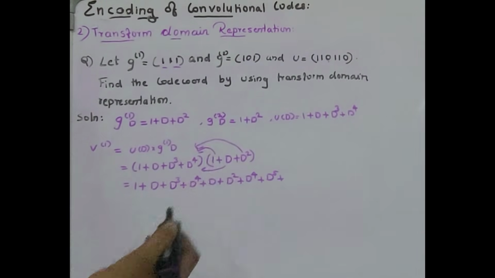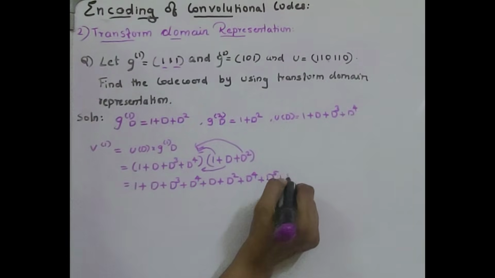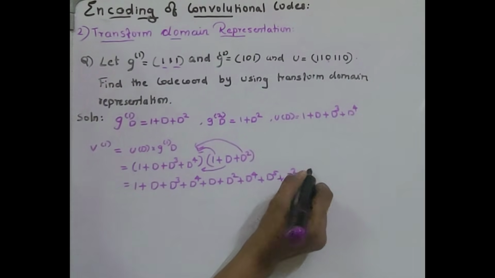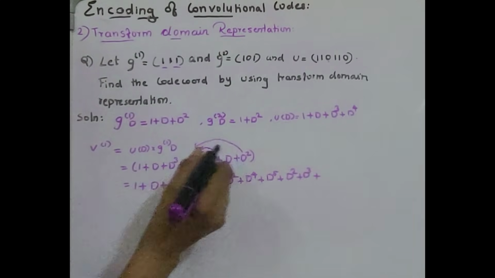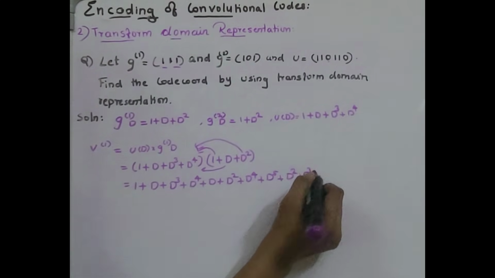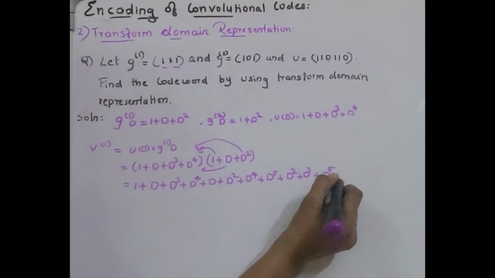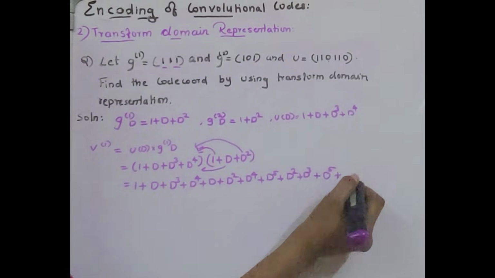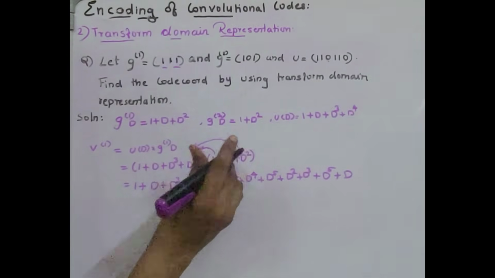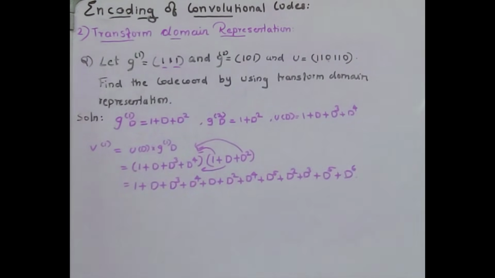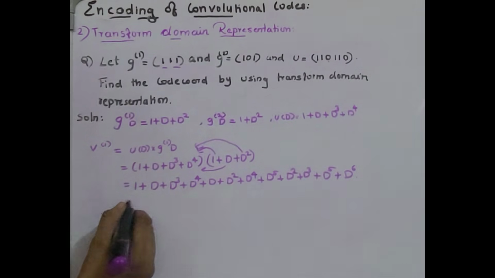all this term we get 1 into d square will be d square, plus d into d square will be d cube, then d square into d cube will be d raised to 5. We are adding the powers, right? Then d square into d raised to 4, that is d raised to 6. Okay, this is modulo 2 addition.